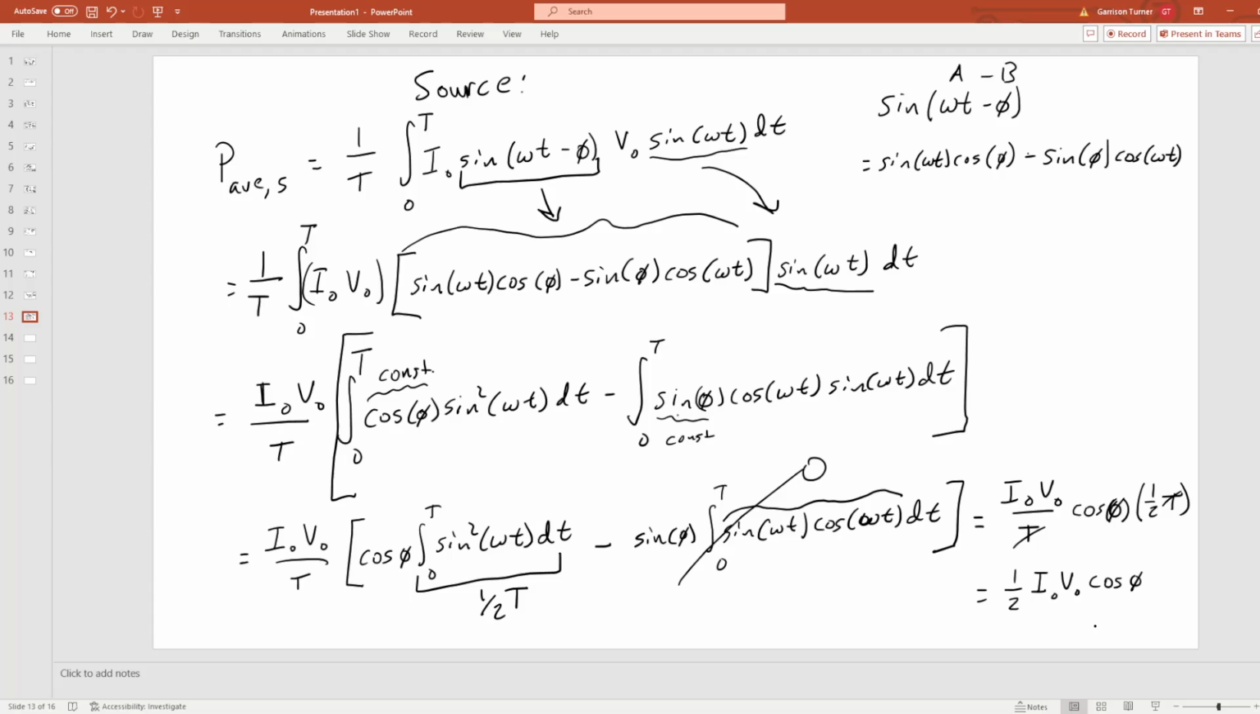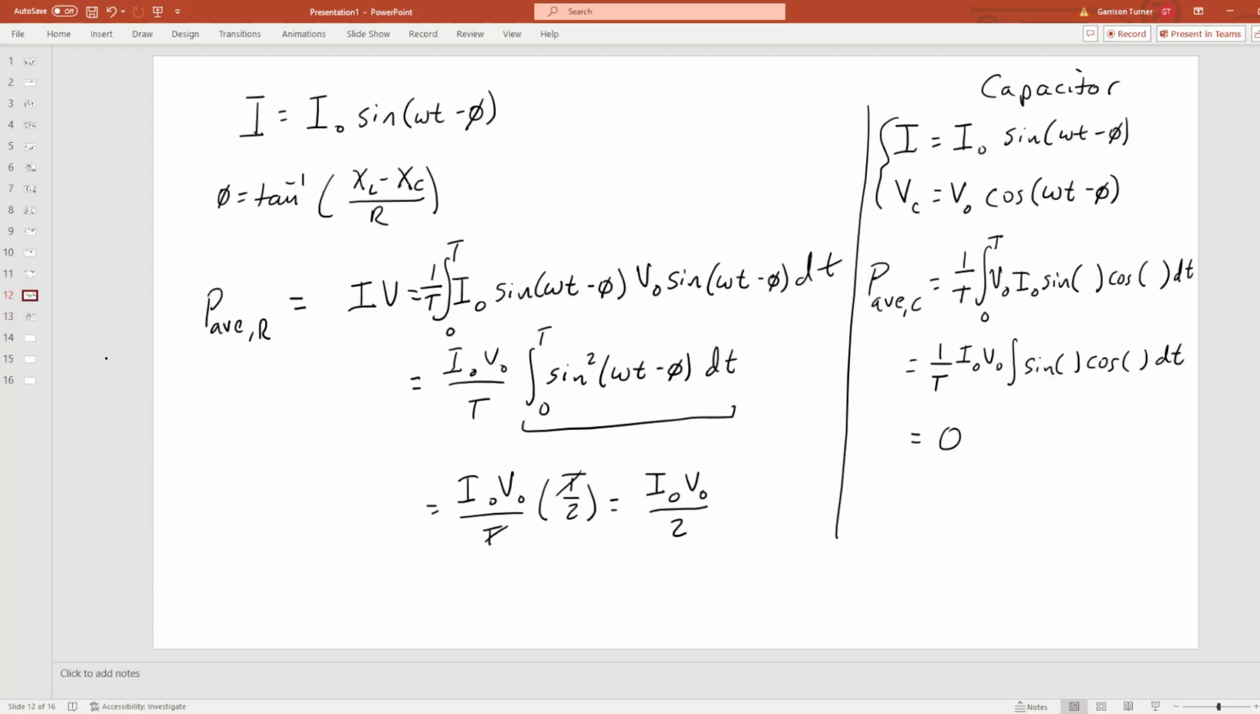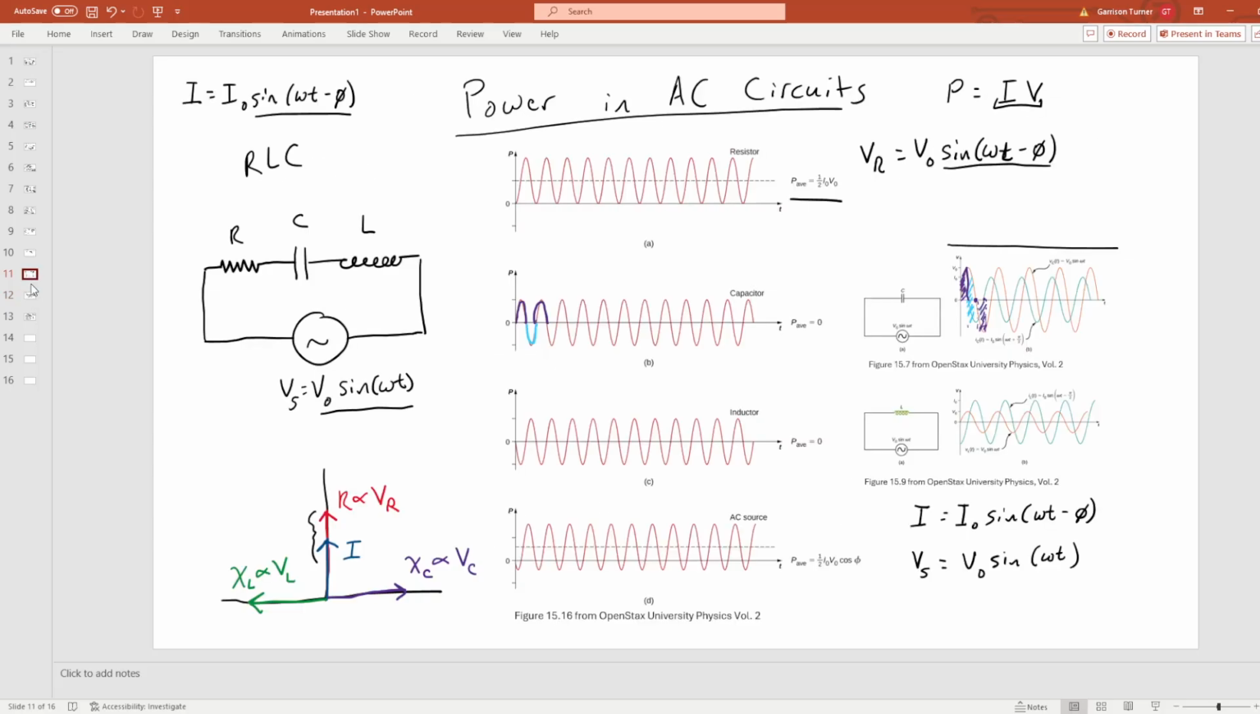And if we compare and contrast that to the previous formulas of 1/2 I naught V naught, average power here, you can kind of get a sense of what's going on. So with your resistor, the reason your resistor is never 0 is because the resistor doesn't care what direction the current is running through it. It's just going to get hot and release heat.